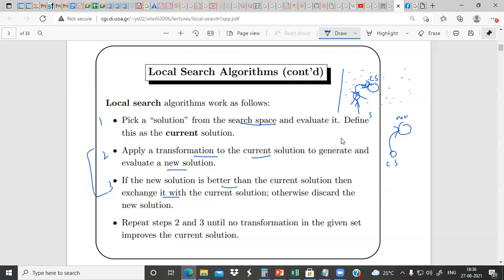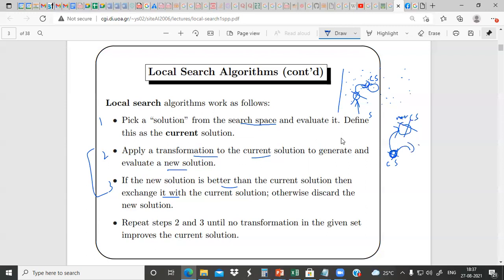If the new solution is better than the current solution, then call this new solution the current solution, discard the old current solution, and repeat this process. Suppose the new solution is not better than the current solution, then also continue. We won't call this new solution current. Then we discard the new solution. Again we'll repeat step 2 for the current solution.